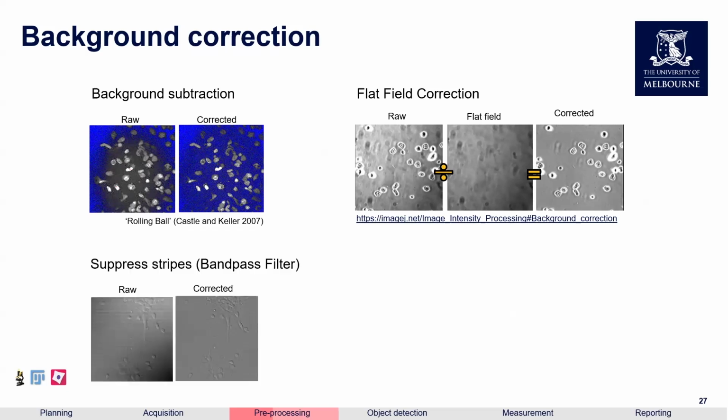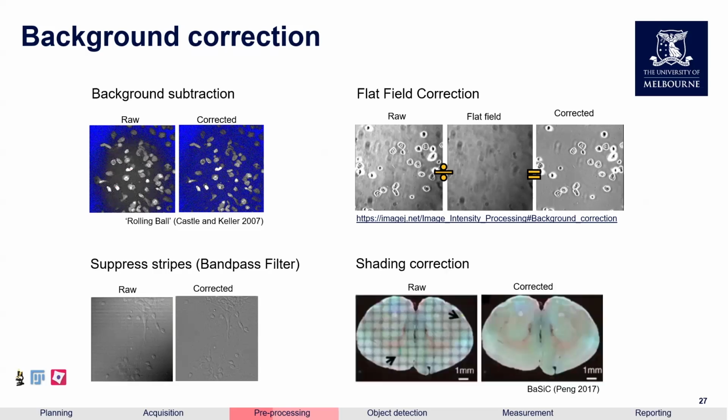Sometimes there are stripe artifacts, which mainly come from the camera system. That can be corrected using a bandpass filter. And for more advanced corrections, tools like BaSiC can compute and correct shadings from the data itself. These tools are available in Fiji, ImageJ, and CellProfiler, and many other programs.